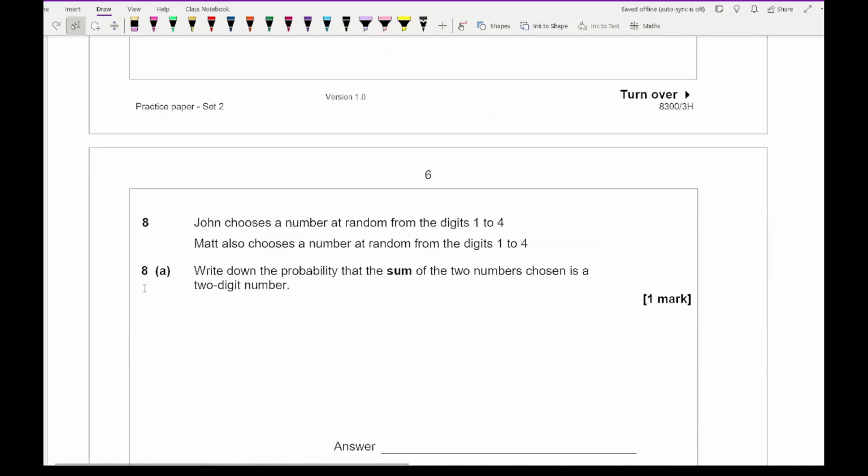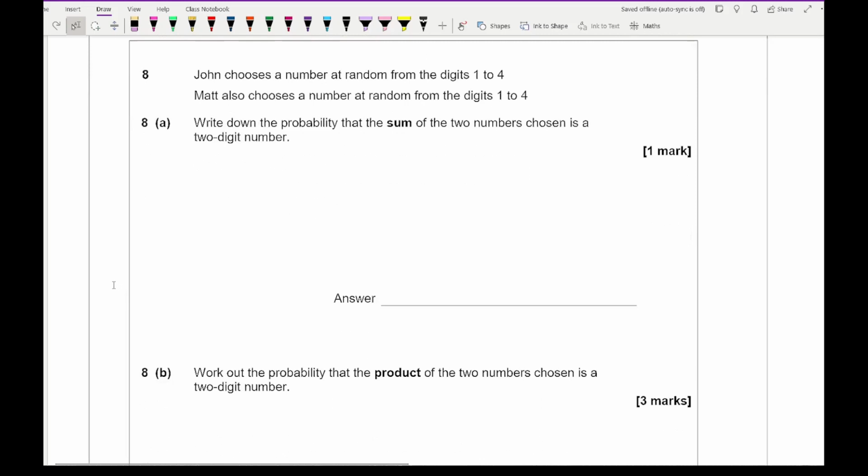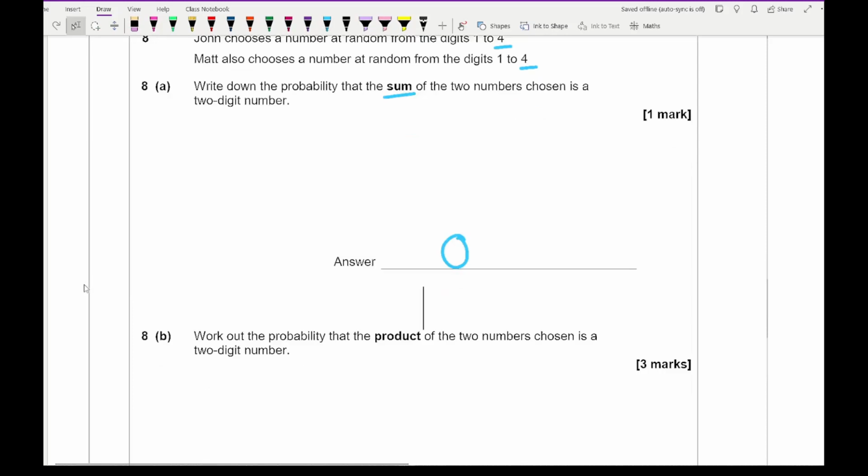Then moving on to question 8, it says that John chooses a number at random from the digits 1 to 4. Matt also chooses a number at random from the digits 1 to 4. Write down the probability that the sum of the two numbers chosen is a 2-digit number. Well, if you're adding the two numbers, the biggest numbers you can have are 4 and 4, which is 8, and that's not a 2-digit number, so it's impossible for you to get a 2-digit number when you're adding the numbers.